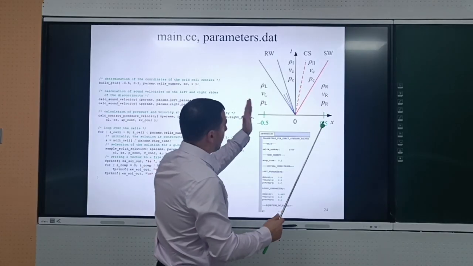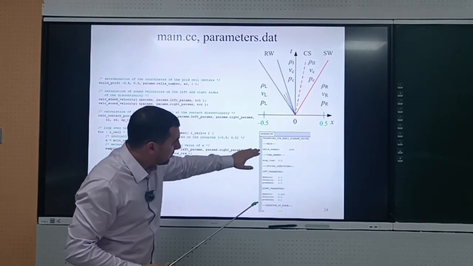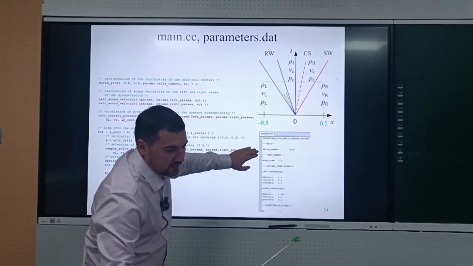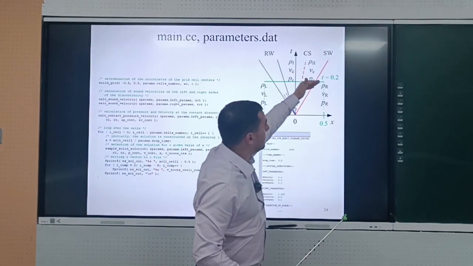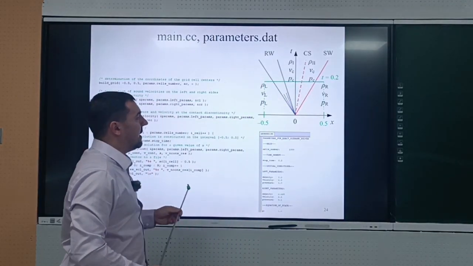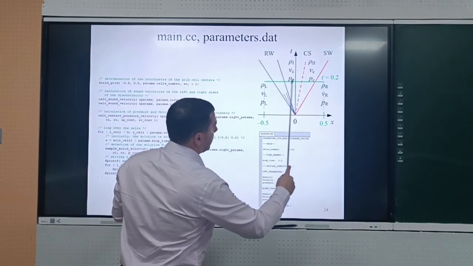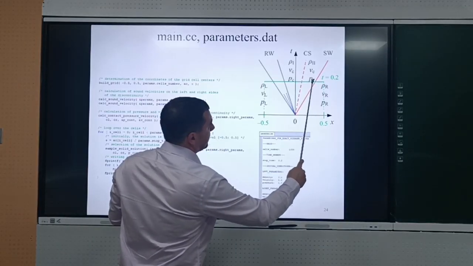So suppose we have boundaries minus 0.5, 0.5. We want to get the solution at the time instant 0.2. So it means that we should draw this horizontal line t equals 0.2 and say that we want to get the solution for this time instant. It means that the parameters should be undisturbed.